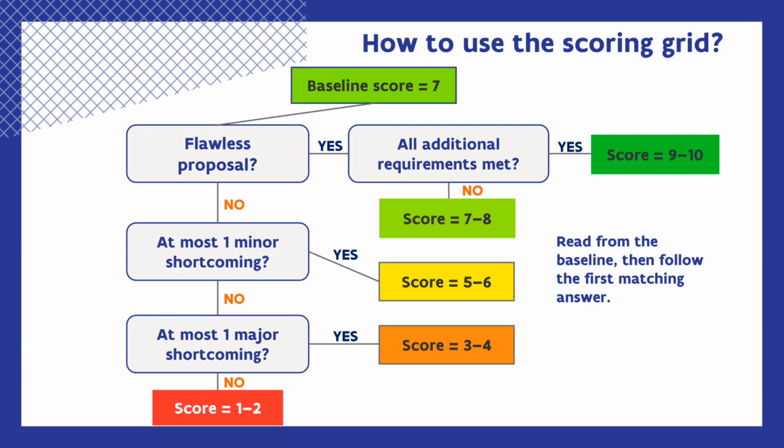Only when all additional requirements mentioned in the scoring grid are met, an exceptional score of 9 or above can be awarded. Conversely, any minor shortcoming automatically reduces the score below 7, and multiple minor shortcomings or major shortcomings take the score down even further. Please note that the list of potential shortcomings mentioned on the scoring grid is by no means exhaustive.